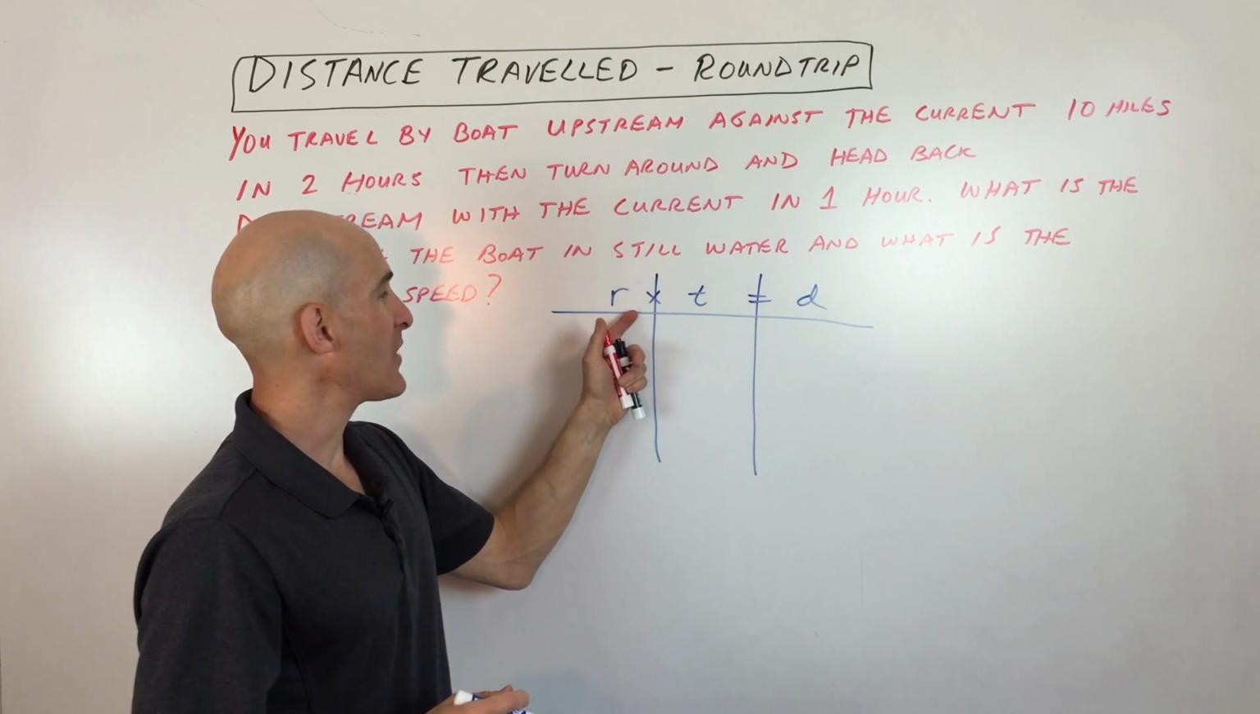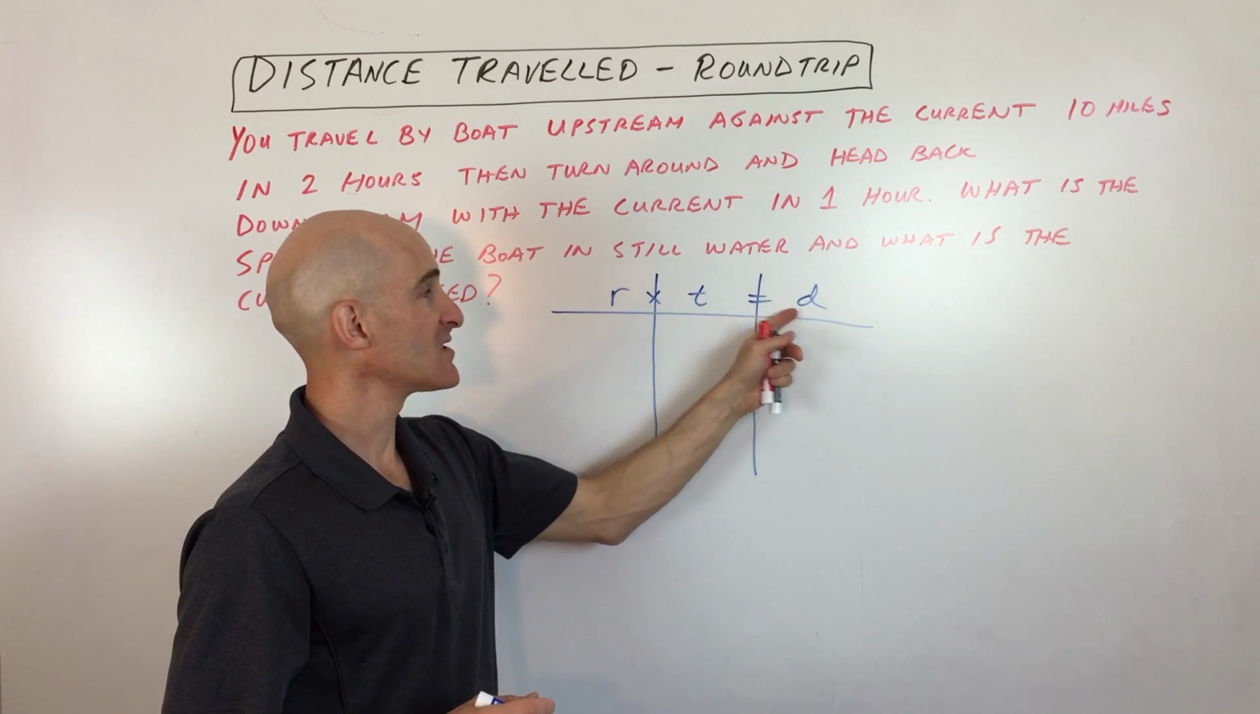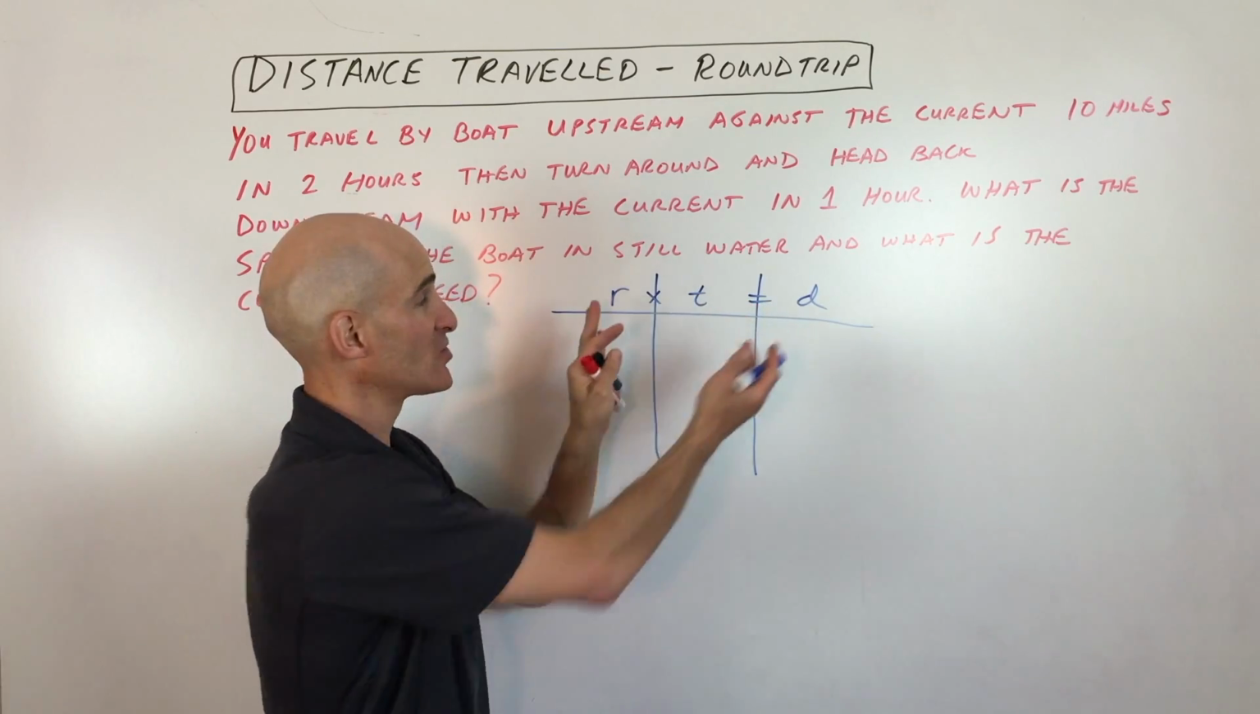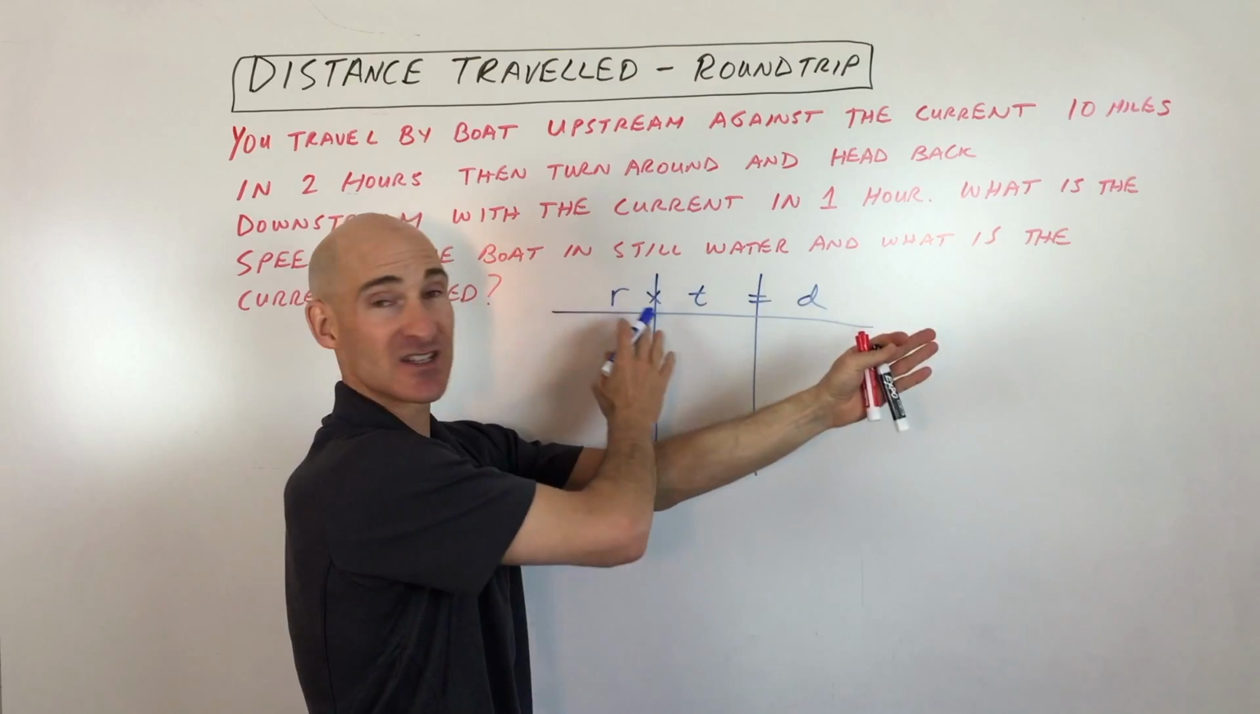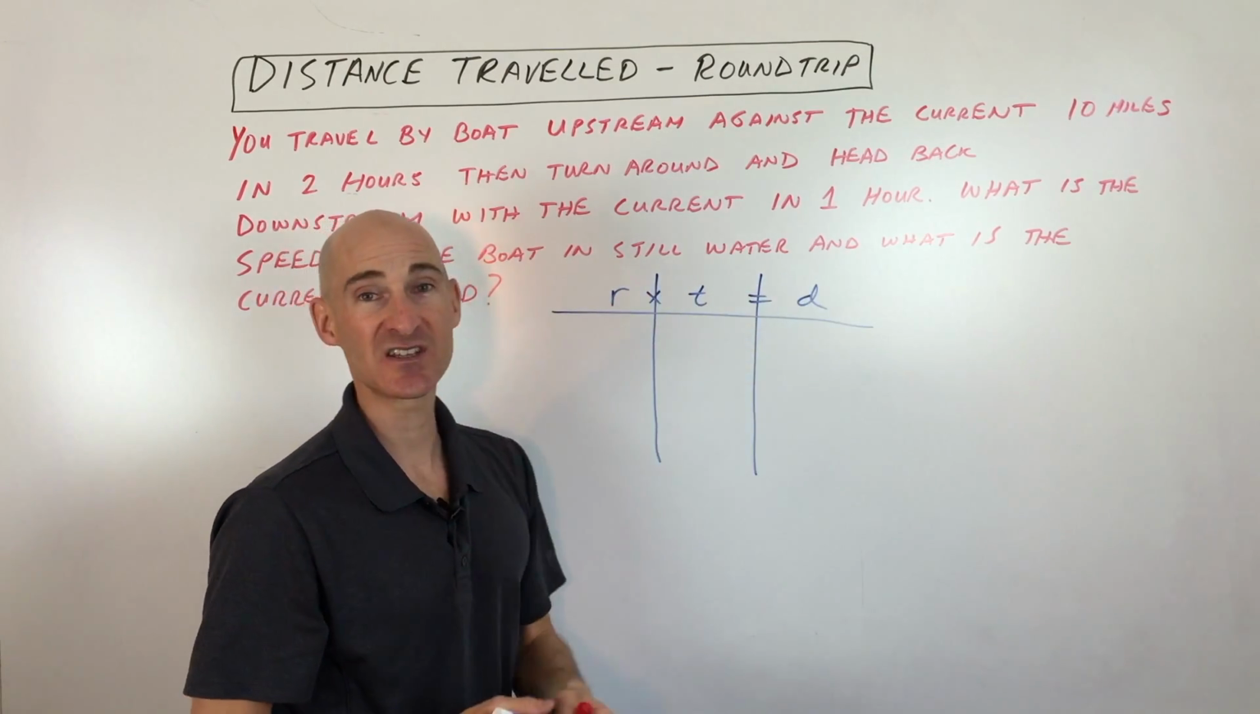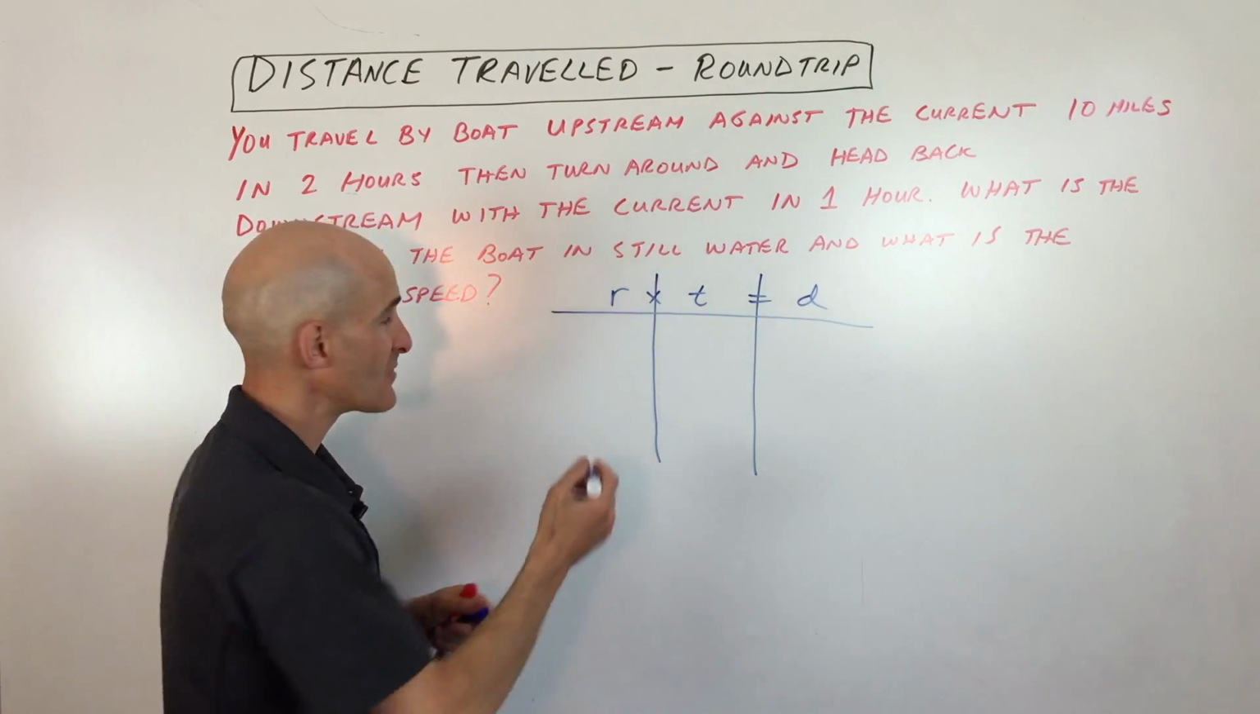The other thing we want to pay attention to is the formula distance equals rate times time. All I did was change the left and right sides. I just flipped it over. So rate times time equals distance. I like to make a chart like this just to organize my information.